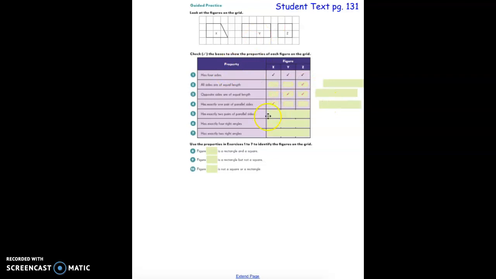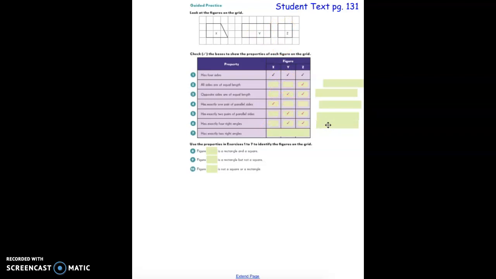Well, now we already answered the question for number 5. 2 sets of parallel lines, that's easy. A square and a rectangle. Has exactly 4 right angles. Well, this is an acute angle. This guy is obtuse. These guys are right, but there's not 4 of them. This has 4 though, and so does this. So I guess, once again, a square and a rectangle.